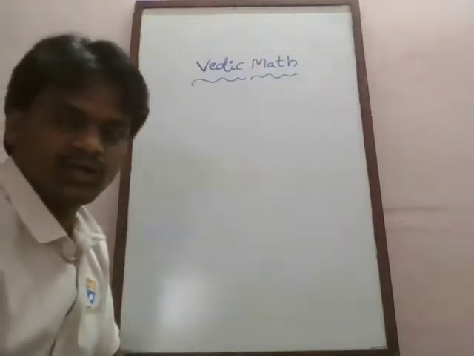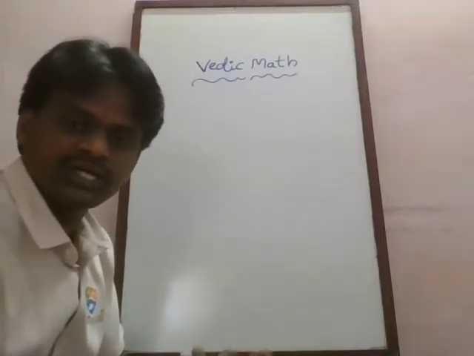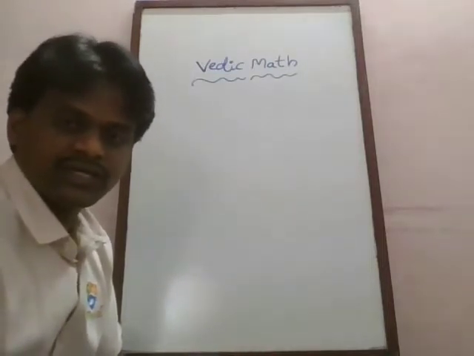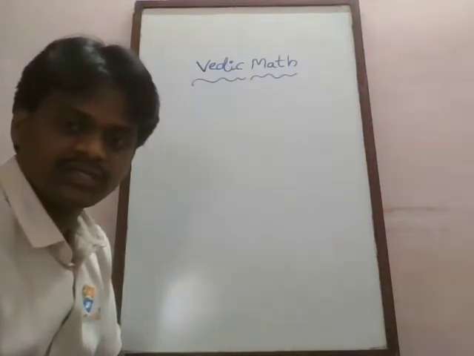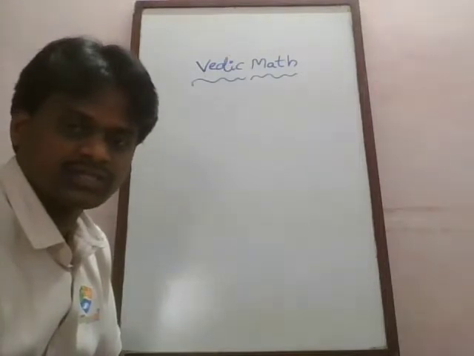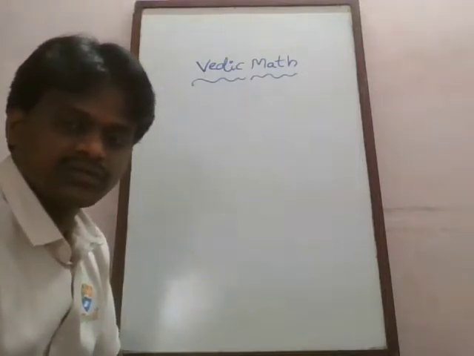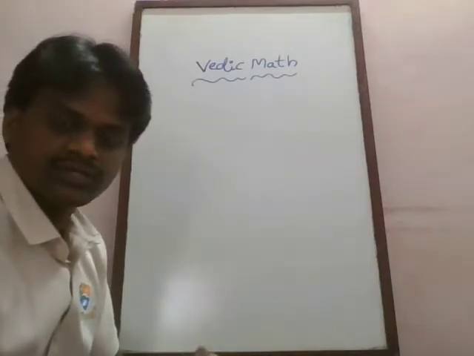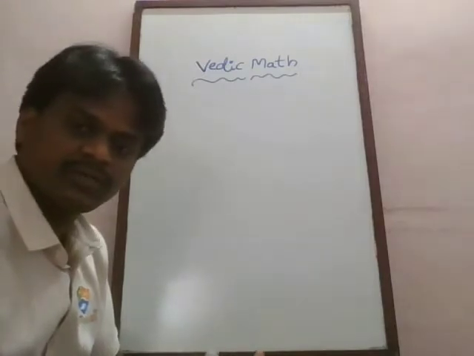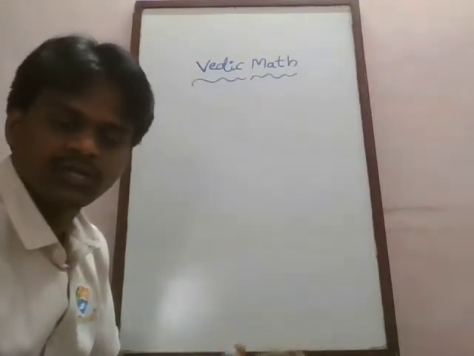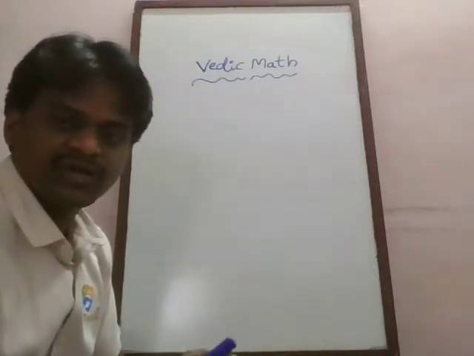Now, how many sutras are there in Vedic math? In Vedic math, a total of 29 sutras are there. Of those 29 sutras, 16 are main sutras and 13 are sub sutras. 16 plus 13, total 29 sutras. All these 29 sutras are word formulae in the form of sentences, not a plus b whole square, not a minus b whole square, not a plus b whole cube, not like that.